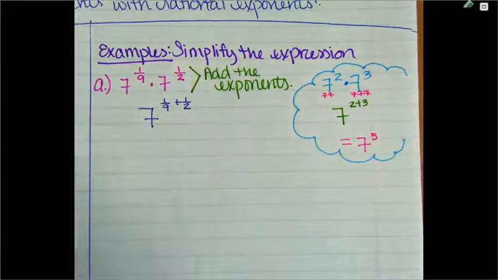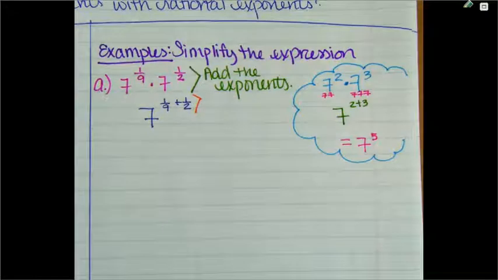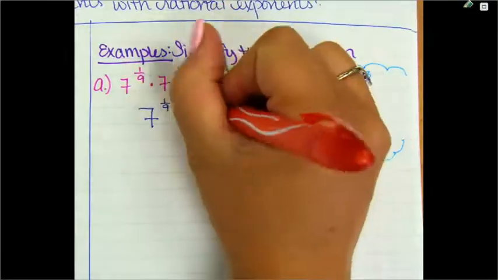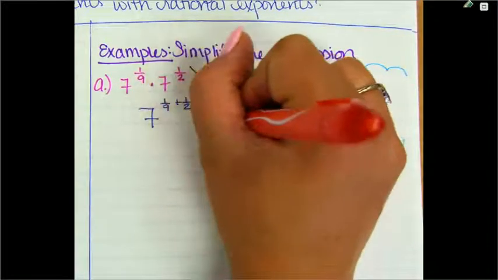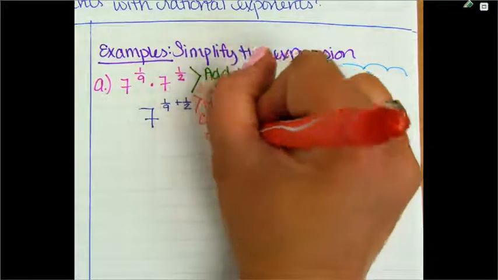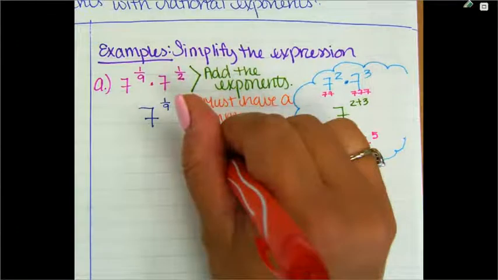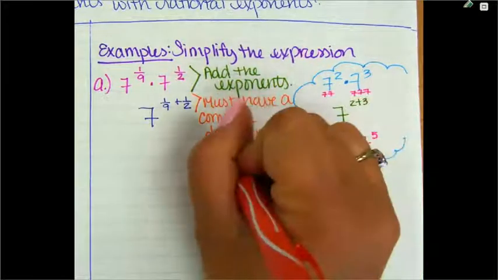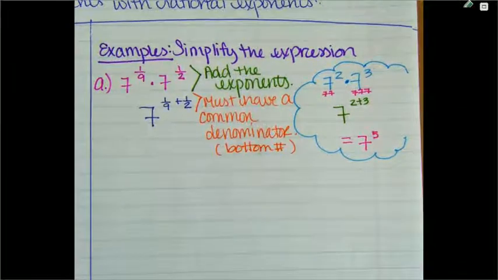All right, so we're going to do this. Now, what is the rule when adding fractions? Can you just add them? What do they have to have? The same denominator. So they must have a common denominator. Where is the denominator located? The bottom. So it's the bottom number. So we must have a common denominator, which is the bottom number. True?